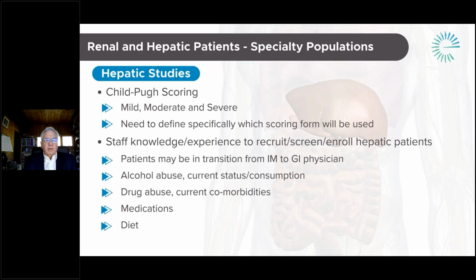Hepatic studies, not unlike renal studies, have similar considerations, understanding it is a different disease state, and to that point, what scoring will be used. Typically, it's Child-Pugh. The staff, again, should have knowledge of the disease state with liver impairment for effective communication with patient recruitment, understanding that these patients usually have greater alcohol consumption, hepatic infections, IV drug use, obesity, or even family heredity issues that need to be part of the conversation to ensure effective recruitment. Next slide, please.